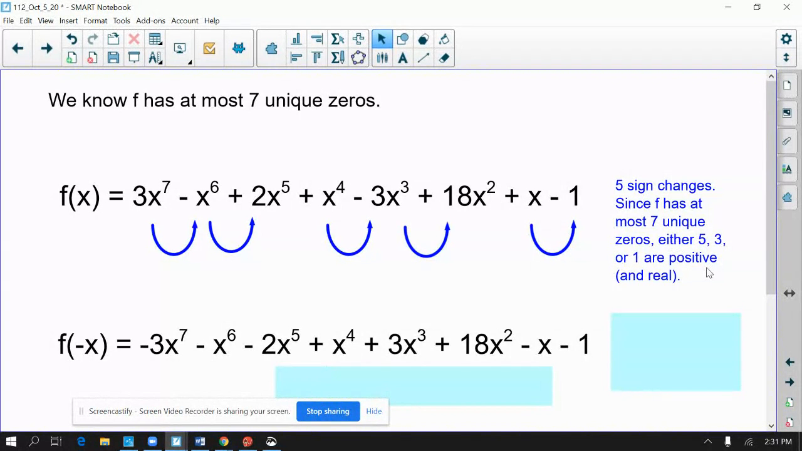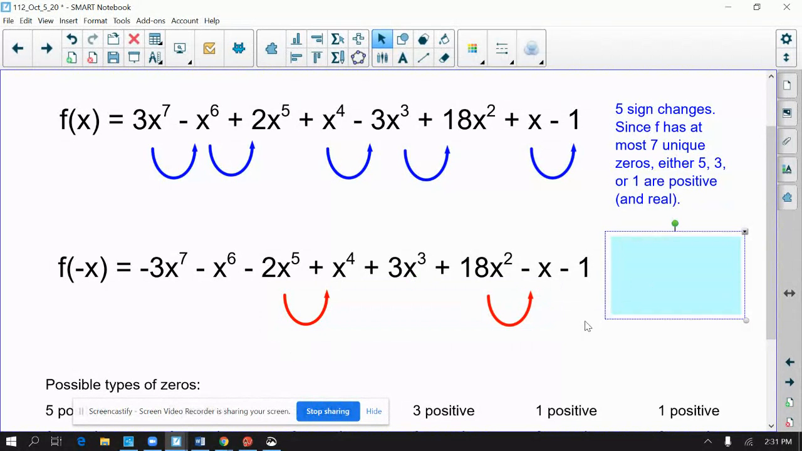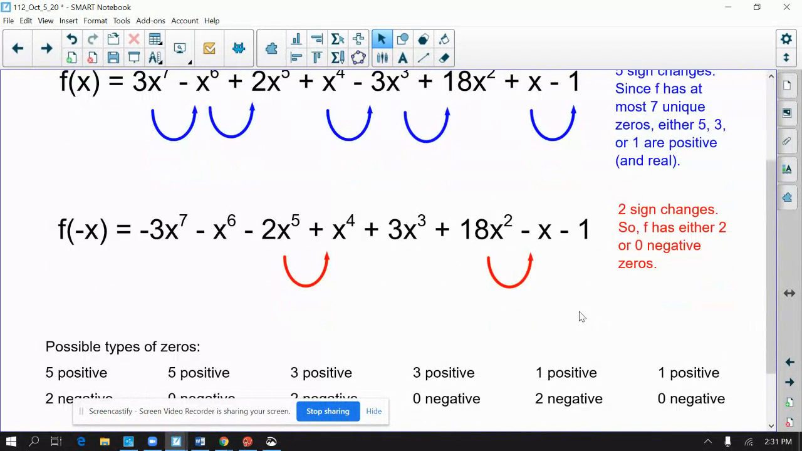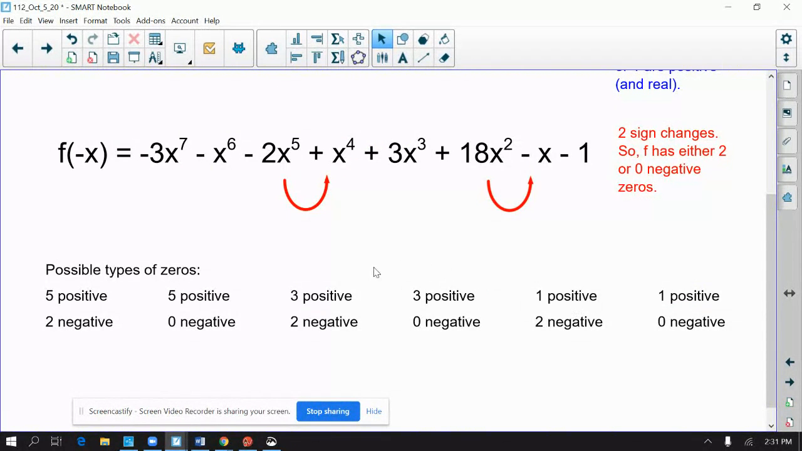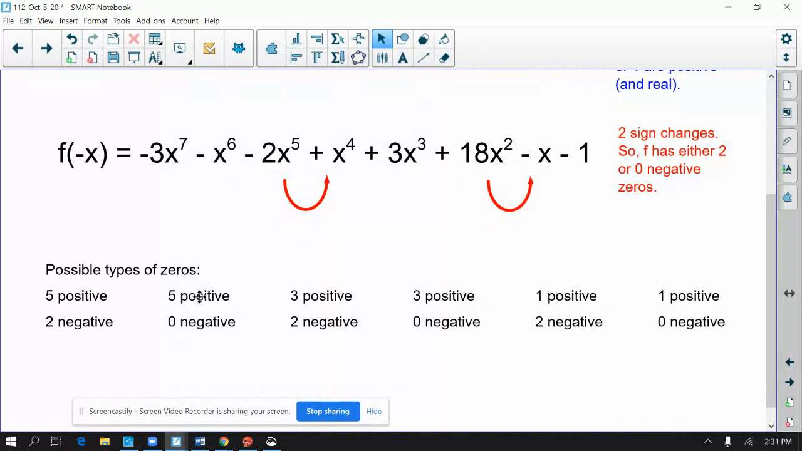But this does tell me good information. I know for sure there's at least 1 positive real zero here. With the negatives, there were only 2 sign changes, so there are only 2 or 0 negative zeros. Remember, the whole thing has 7 zeros, so I could have 5 positives and 2 negatives. I could have 5 positives and 0 negatives, but that's only 5 zeros.